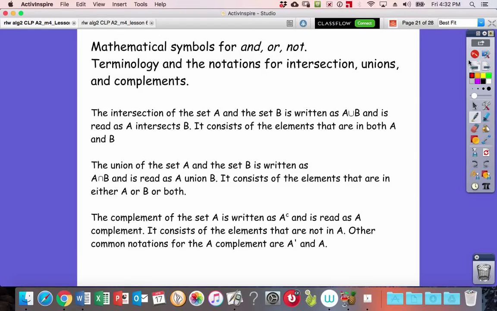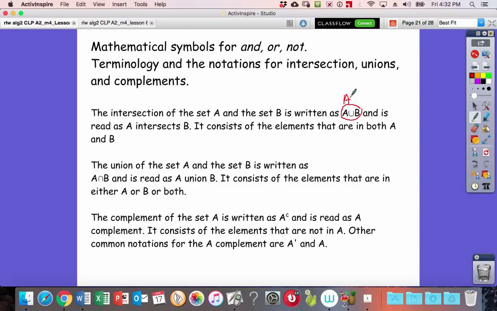The other thing I wanted to go over with you, and you should have done this in Algebra 1, but I'm getting some different notes from people, and I'm wondering if they didn't go over it in Algebra 1 with your class. Okay, I want to make sure you know the symbols for and, or, and not, and terminology and notations for intersections, unions, and complements. Okay, when you say the intersection of the set A and the set B, this is how we normally do it, and I think I got it backwards on my slide.